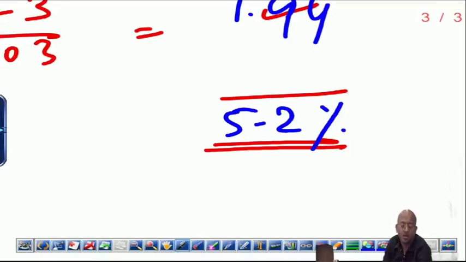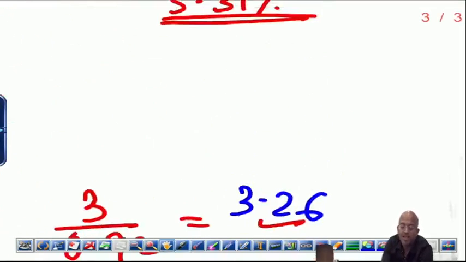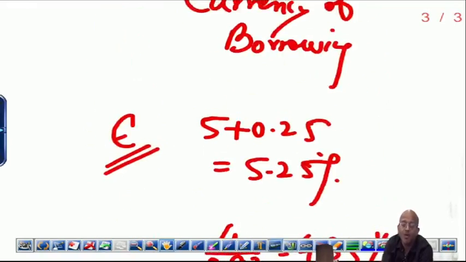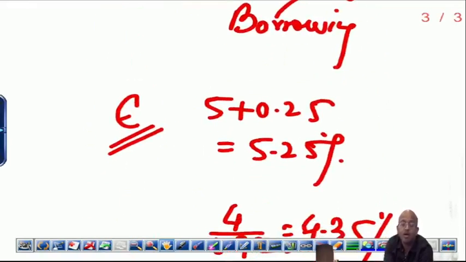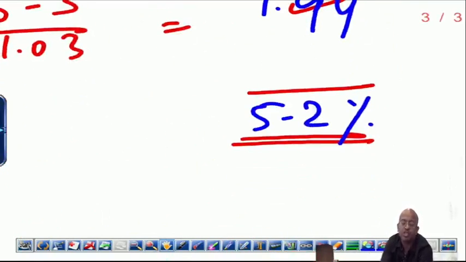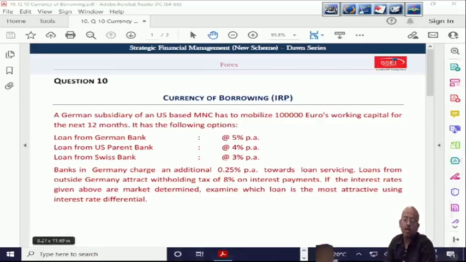The effective cost in euro terms of dollar borrowing was 5.31, while the effective cost of German borrowing was 5.25. So which is the cheapest? 5.2 is the cheapest. We should choose Swiss borrowing. So that's the answer to this question.